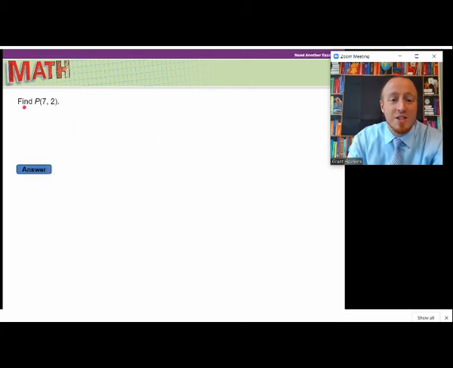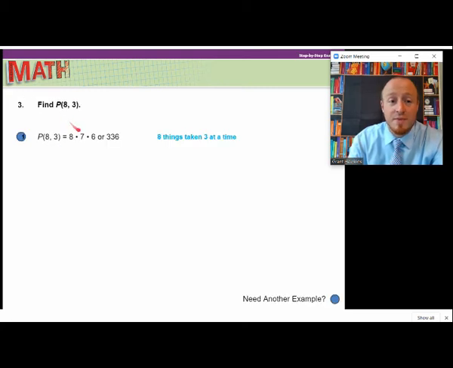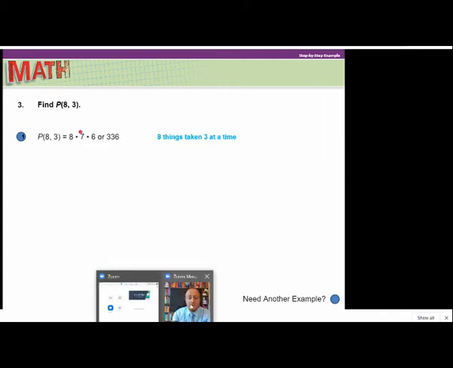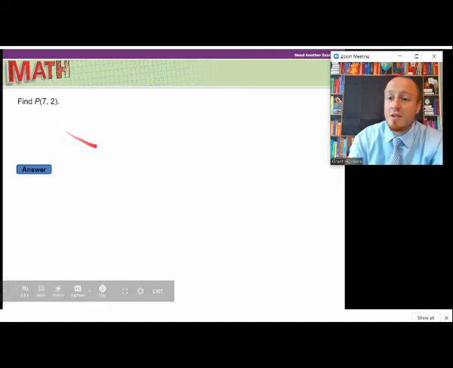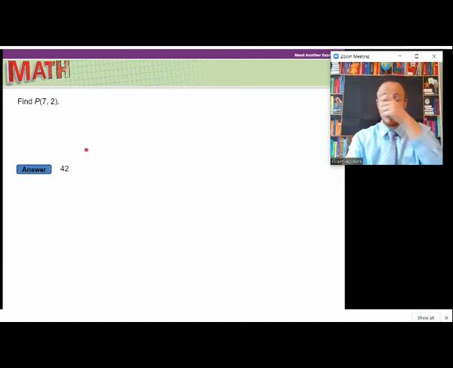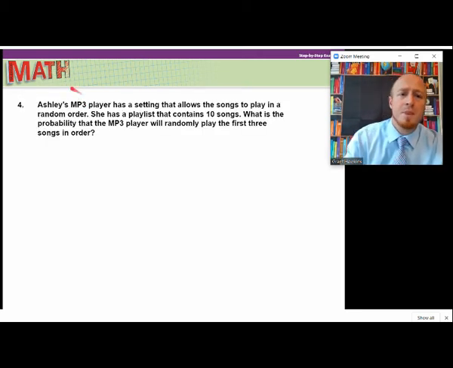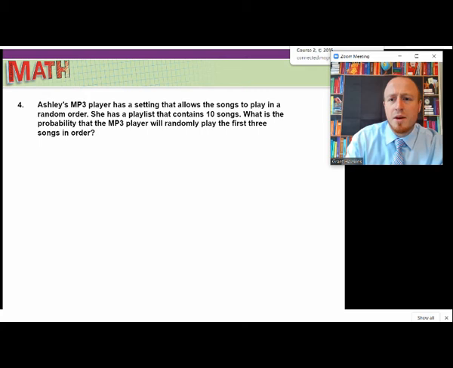That's crazy. So find the probability of getting 7 things if you take 2 at a time. Here it was 8 things taken 3 at a time, so we did 8 times 7 times 6, because 8 for the first thing, 7 for the second, and 6 for the third. So here there would be 7 for the first and 6 for the second, which would be 42. That one was kind of interesting. So hopefully we'll look at another one like that. In fact, I might open up the book for that. Might not be a bad idea.